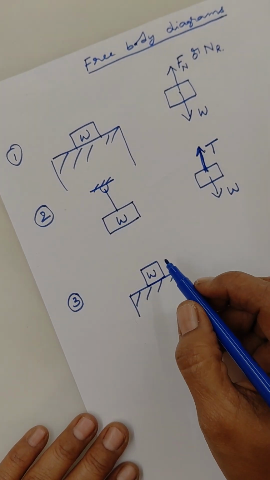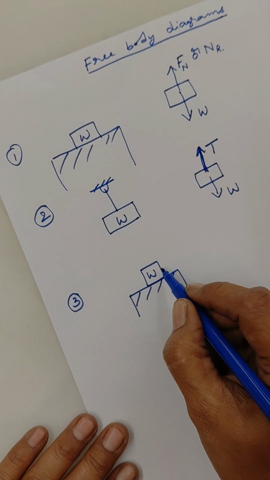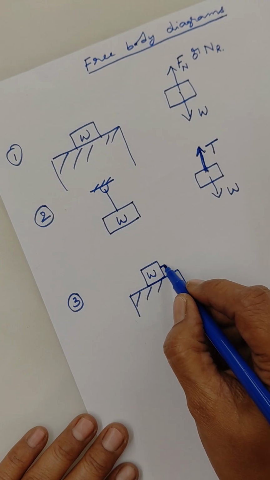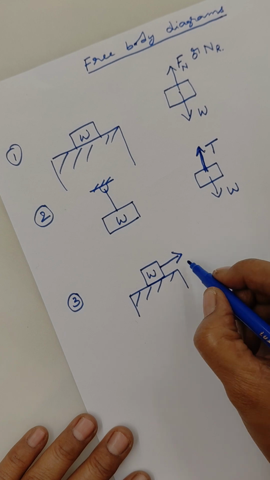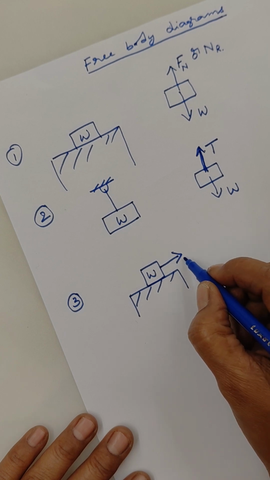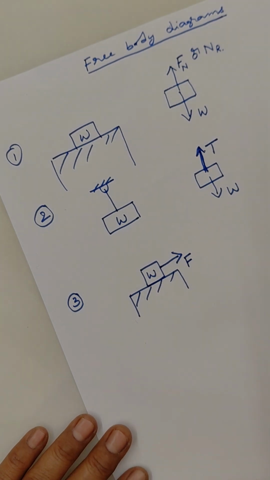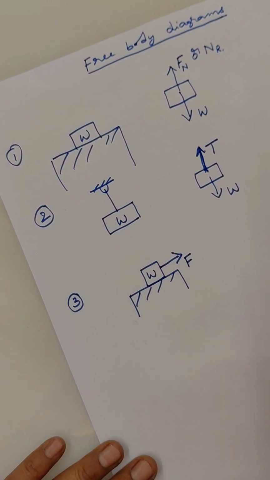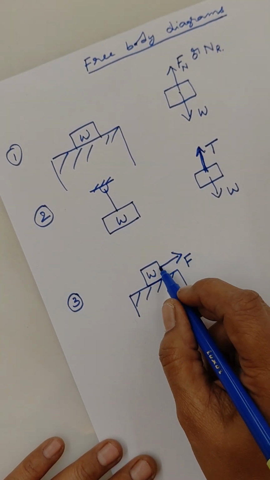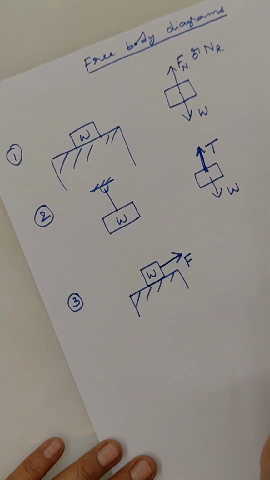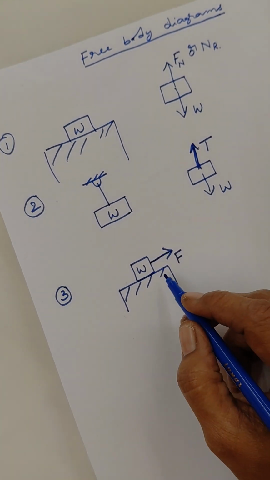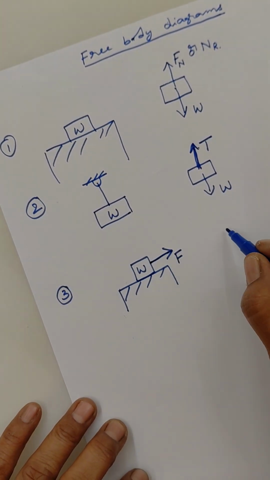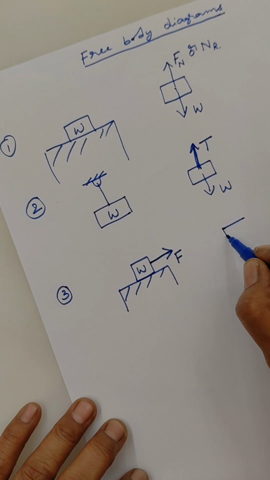and there is a certain force acting on this particular block, let us say to the right of it. Let us say it is some force F. Some horizontal force F is trying to pull this block in this particular direction. So, what are the different forces now acting on this block? How to draw the free body diagram for this one?